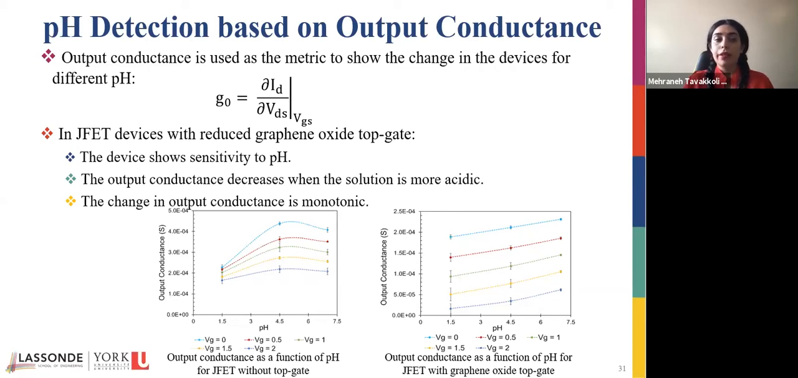The good thing is that the change in output conductance is monotonic and linear, and they all have the same trend. So when we have different gate voltages, they all follow the same trends. We can use this graph to calculate the output conductance for some unknown solution, and with interpolation, we can predict the pH of the solution that we're using.